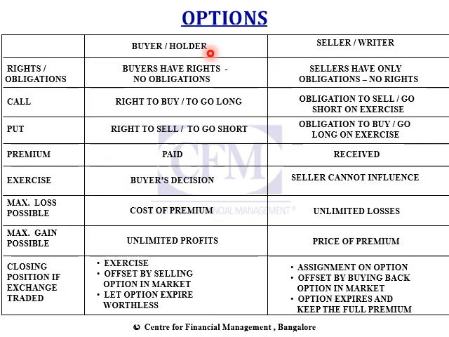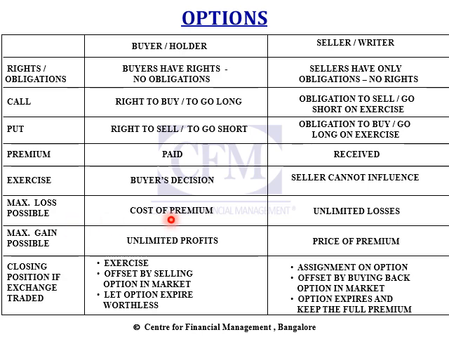Let us understand the features of option contracts from the point of view of the buyer and seller. Rights/obligations: buyers have rights but no obligations. Sellers have only obligations, no rights. Call: right to buy, obligation to sell. Put: right to sell, obligation to buy. Premium: the buyer pays the premium, the seller receives the premium. Exercise: exercise is at the discretion of the buyer. Exercise cannot be influenced by the seller.